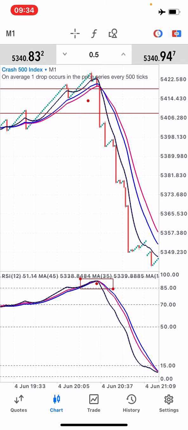So maybe I will miss the first one or two candlesticks, one or two spikes, but let's say from here I can still sell all the way down. Can you see, guys? You need to be patient and you need to be practicing good trading, right?